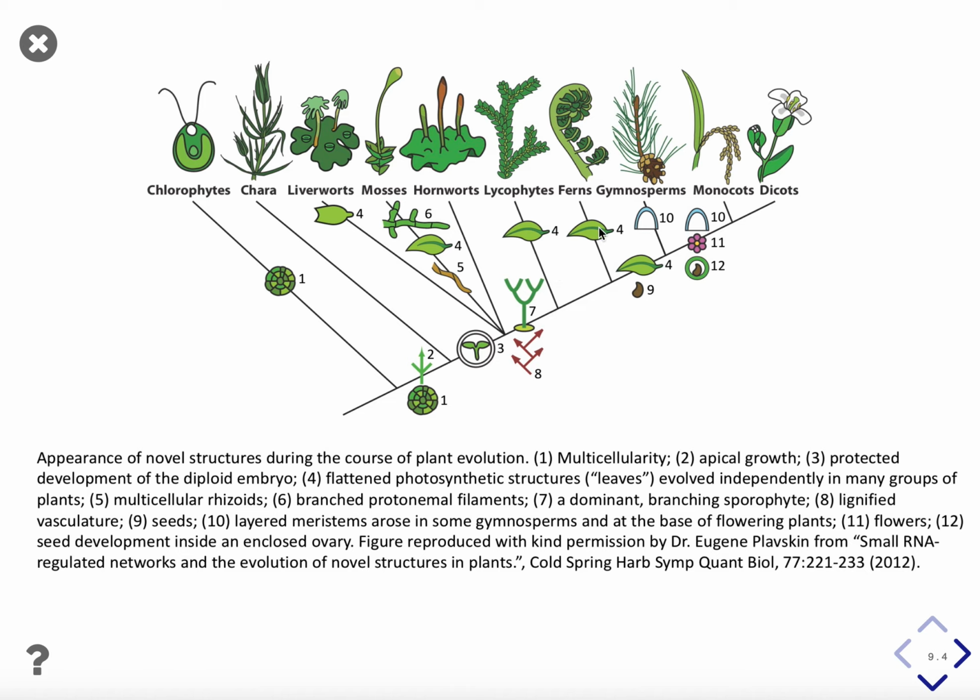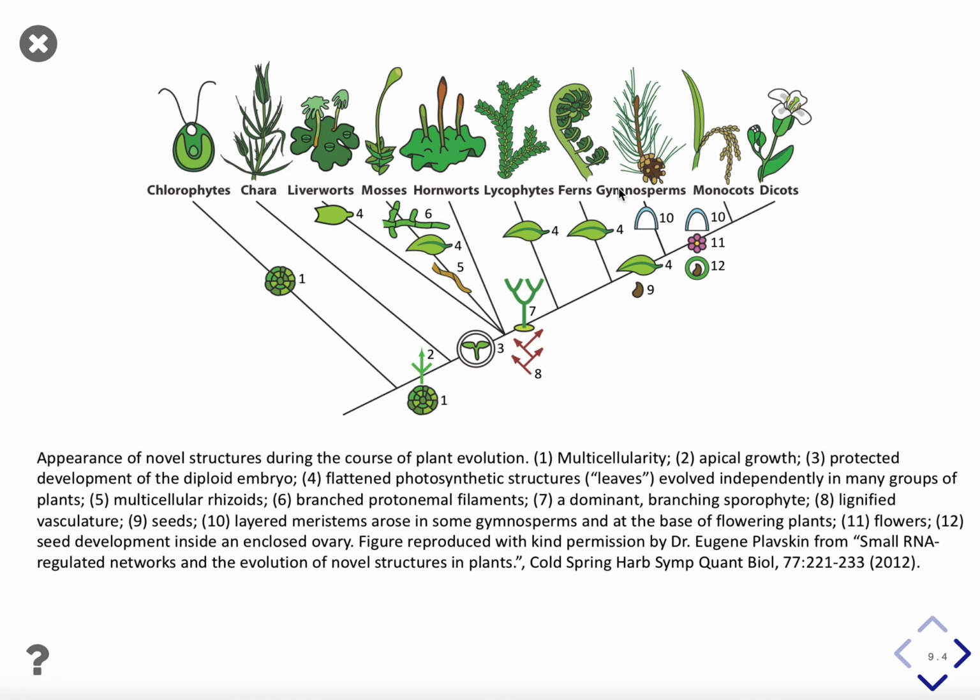You can also see that they independently evolved flattened photosynthetic structures that look a lot like leaves, except that they were independently evolved from leaves. So they're not technically leaves. This is a lot like a bat wing and a bird wing, which are independently evolved structures, but appear and serve similar purposes. We go farther and we have the evolution of seeds.